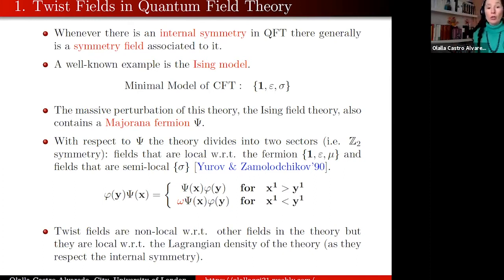So twist fields are non-local with respect to other fields in the quantum field theory, but they are still local in a wider sense, which is that they are local with respect to the Lagrangian density of the theory, because they respect the internal symmetry. So we're talking about an internal symmetry of the theory. And this is why it is important in the context of entanglement to have a replica theory, because having a replica theory means that the theory has symmetry under the cyclic permutation of copies, which is exactly the symmetry with which this branch point twist field would be associated. So this is a brief introduction to twist fields, very brief.